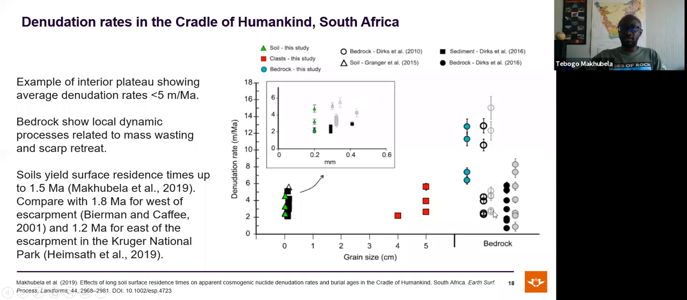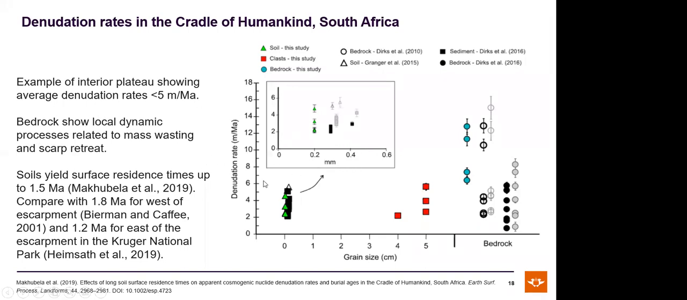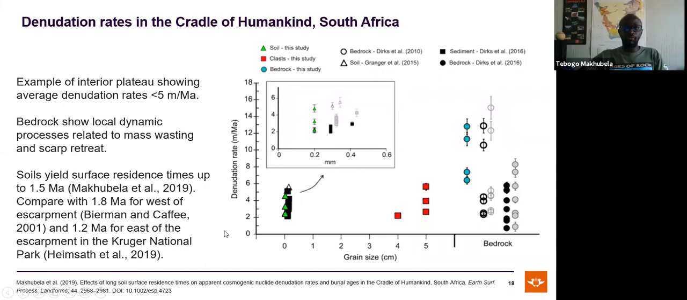However, we can see, based on the bedrock, that they go as far as over 16 meters per million years. There are some local dynamic processes that are related to mass wasting and scarp retreat. But this is easy to understand because the area of the Cradle of Mankind is the dolomites of the Malmani Subgroup, and that is characterized by cave deroofing as well as other dynamic karst processes.